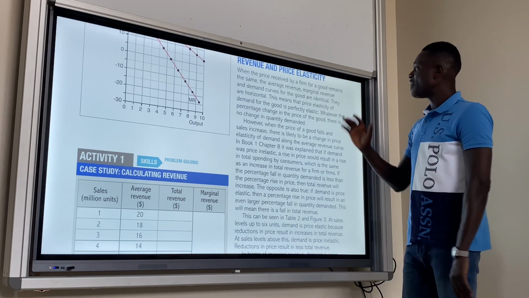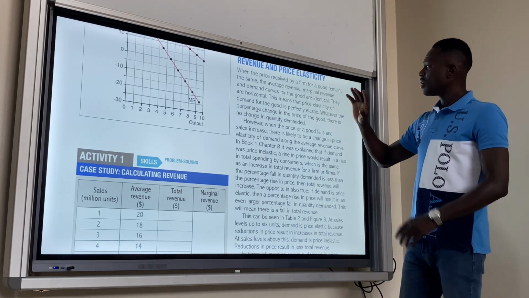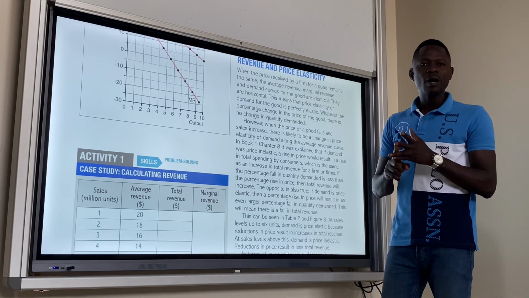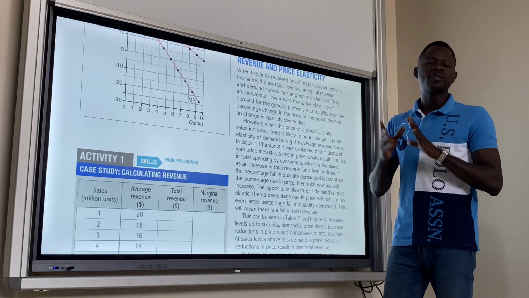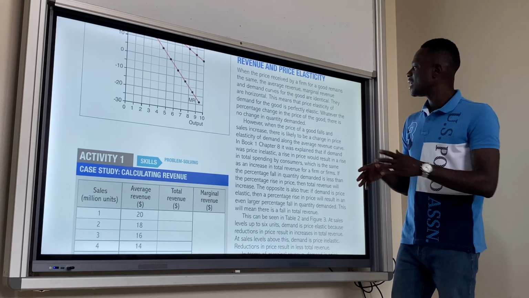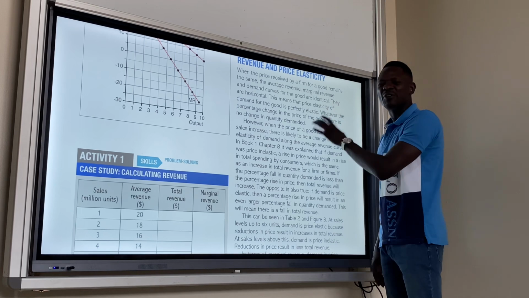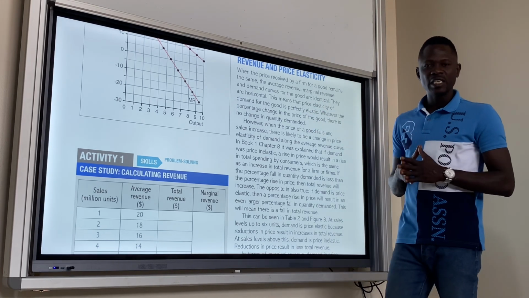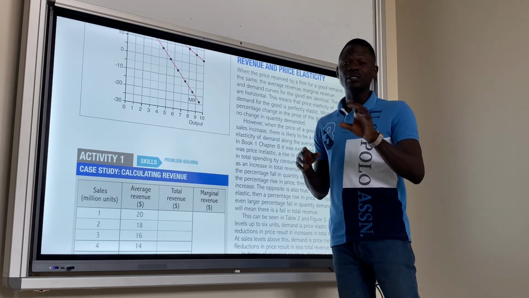So when we have our average revenue, our marginal revenue, when the price of a good is constant, that means our AR, our MR, and the demand curve will look the same. Definitely, it means that the price elasticity of demand is perfectly elastic. And when it is perfectly elastic, it means there's no significant change in the quantity demanded of that product as a result of the change in price.